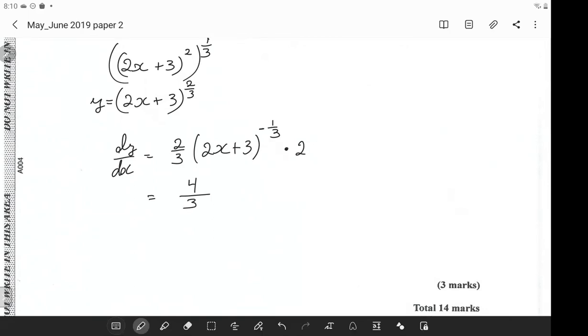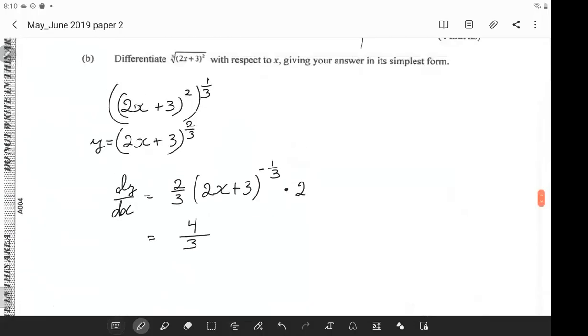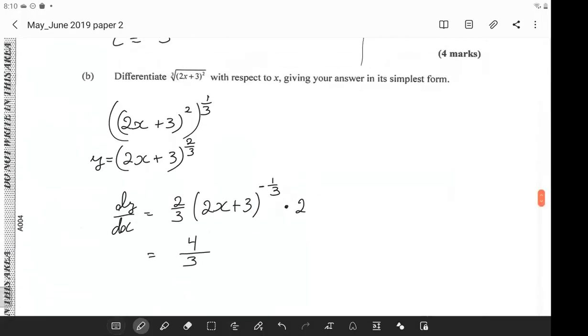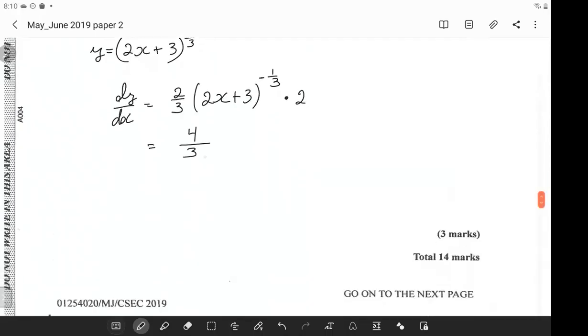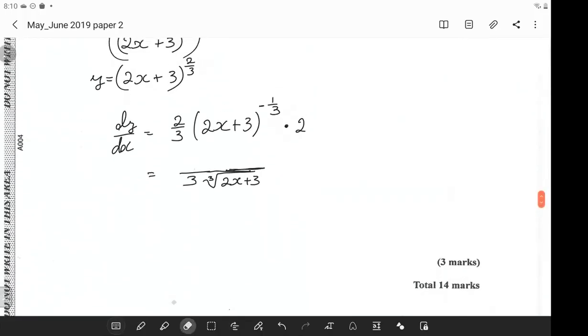Now this is fine. After you multiply it and simplify, you could leave it as a negative exponent. But why I would want to write it as a cube root is because I have it here in my original expression. So we could carry that in the denominator, so we'll have the positive exponent. So you have 3 times the cube root of 2x plus 3. And that's our answer. Let's just write that a little bit more nicely: 4 over 3 times the cube root of 2x plus 3.